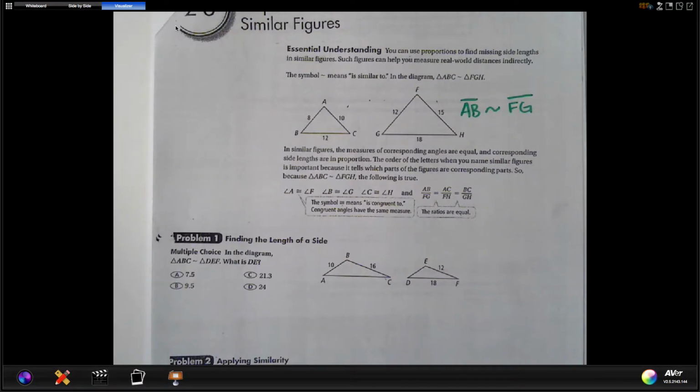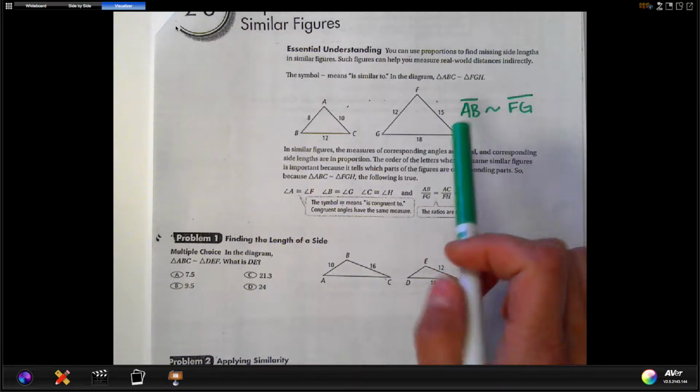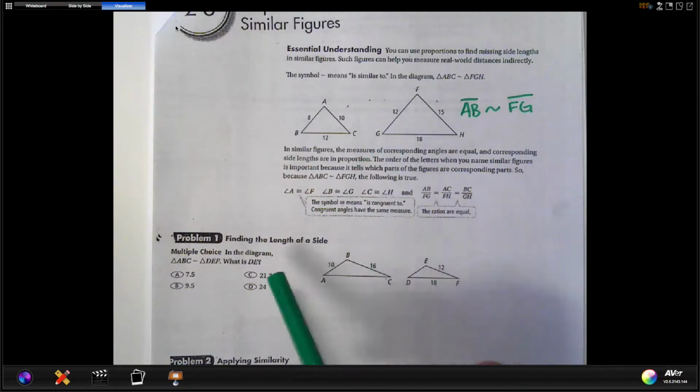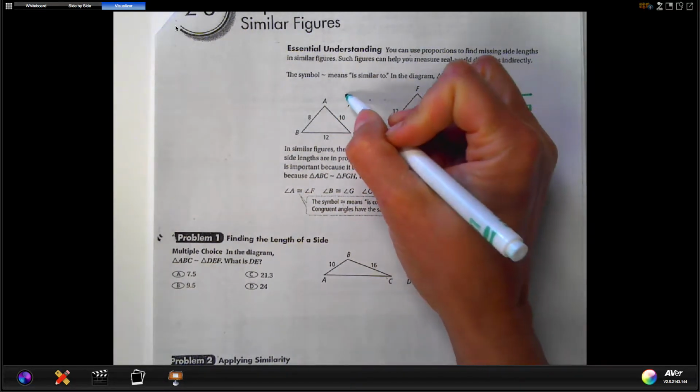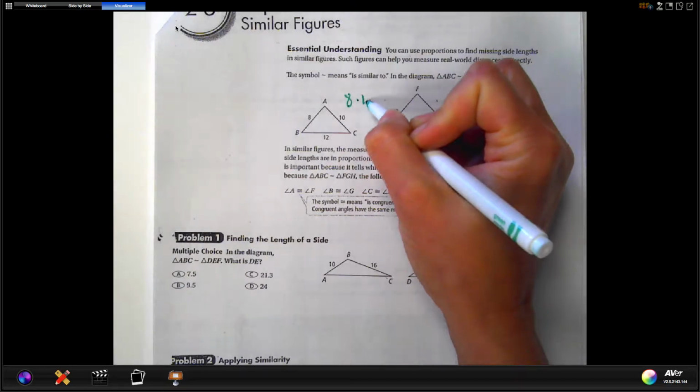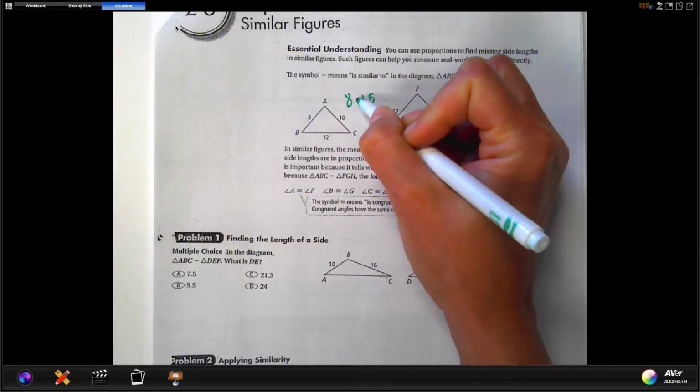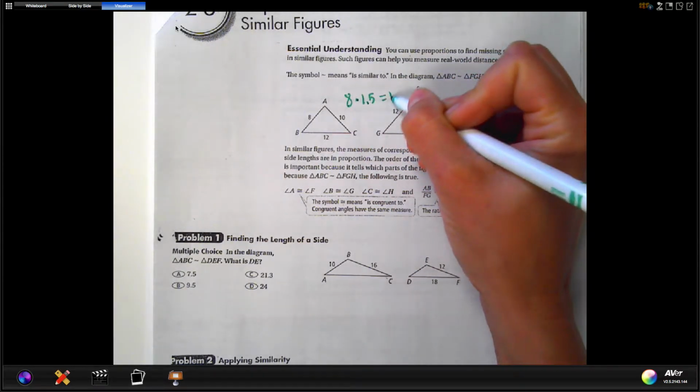Okay, so similar, that's the symbol for similar. And the thing that you need to know about similar figures is that these are going to have the same scale factor, right? So 8 times 1.5, the scale factor here, I'll show you how to figure that out in a minute, is going to equal 12, right?